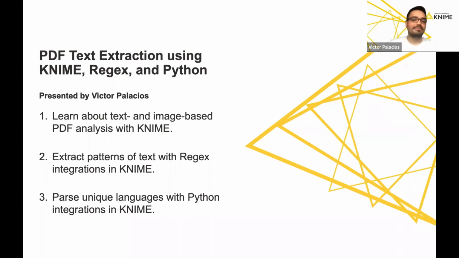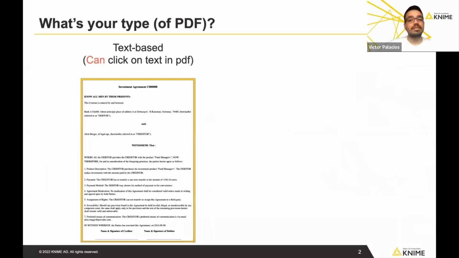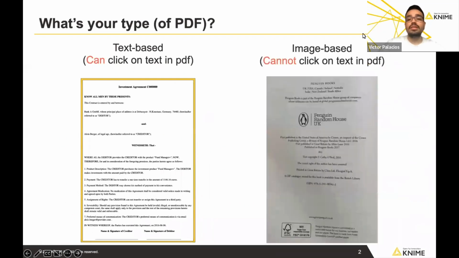So let's get started. First, it's important to know what kind of PDF you're dealing with. You could be dealing with a text-based PDF. In a text-based PDF, I can click on anything. I can drag and drop, I can copy and paste, and you can usually tell when you're looking at a text-based PDF. On the other hand, you might have an image-based PDF in which you cannot copy anything, you cannot take from it. So the process for extracting text from a text-based PDF versus an image-based PDF is a little different.